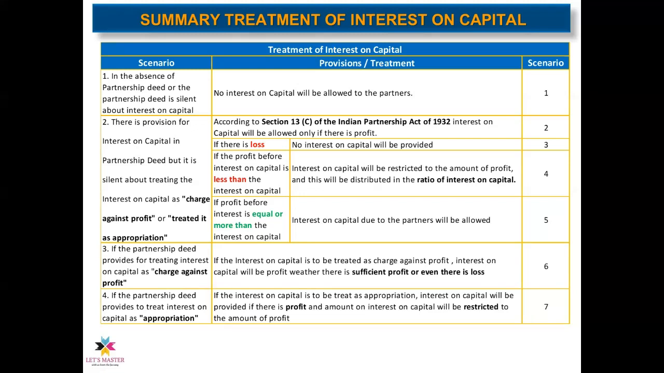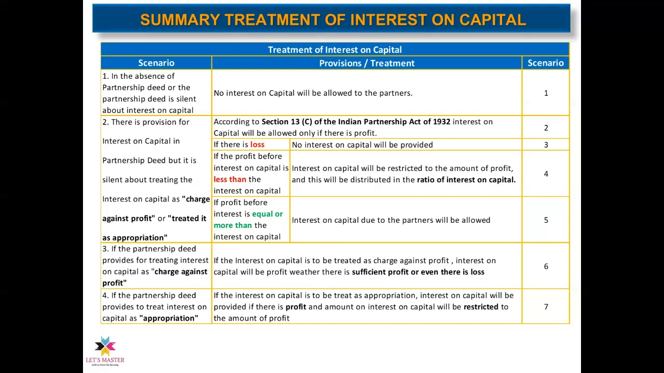Another case, if the partnership deed provides for treating the interest on capital as charged against profit. That means the partnership deed is telling that, yes, we will provide interest to the partners at the rate of 12% per annum, and this will be considered as a charge against profit. Then in that case, the partnership firm has to provide interest on capital to the partners.